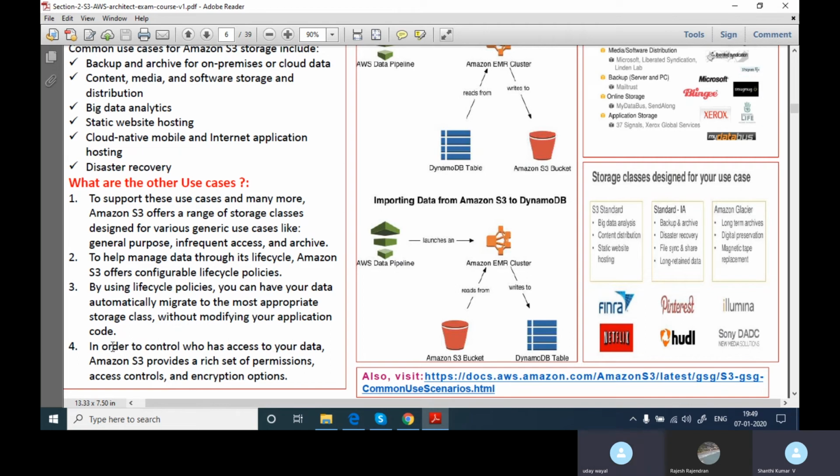Okay, right. In order to control who has access to your data, Amazon S3 provides a rich set of permissions, access controls, and encryption. How is it? S3 has got read-only access.